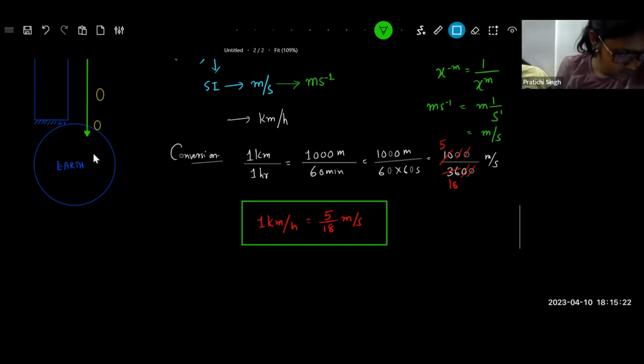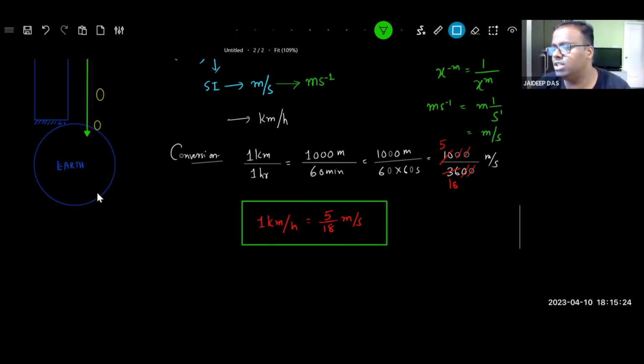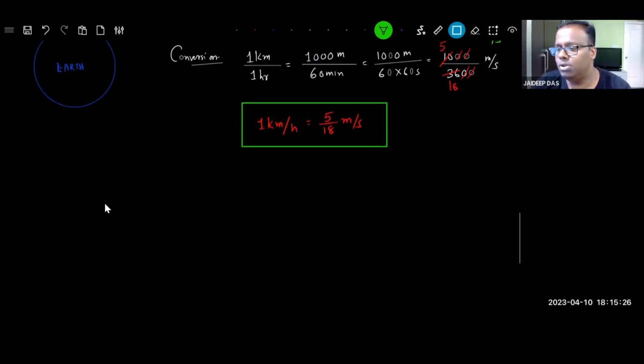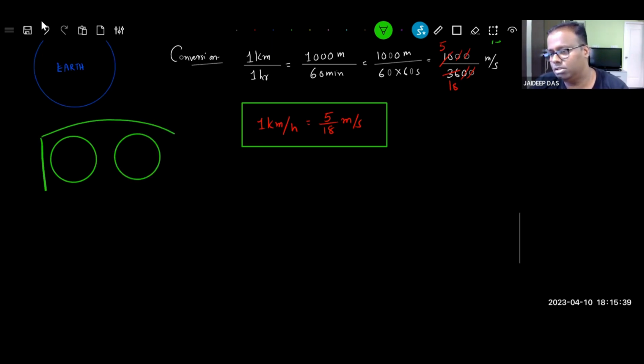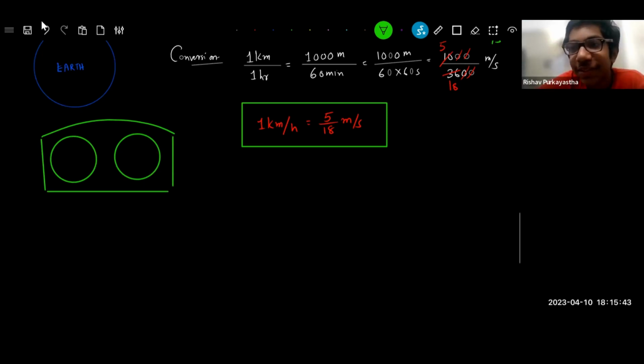Bahut achhi baat hai. Now, the question that comes is, sir, you know, Papa has got a car, very good. And in that car, there is something like this, good. And there are two like this on the steering panel, very good. Sir, I don't know what they look like. Speedometer, odometer. Okay. Wow, great.